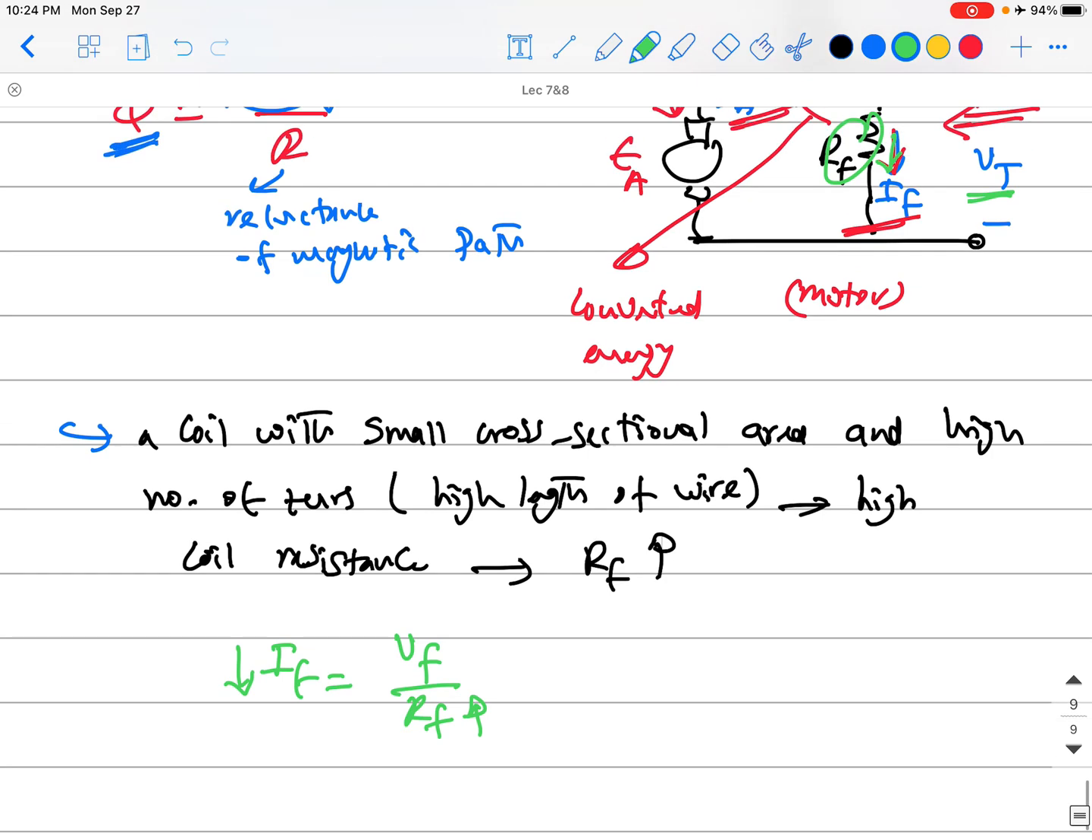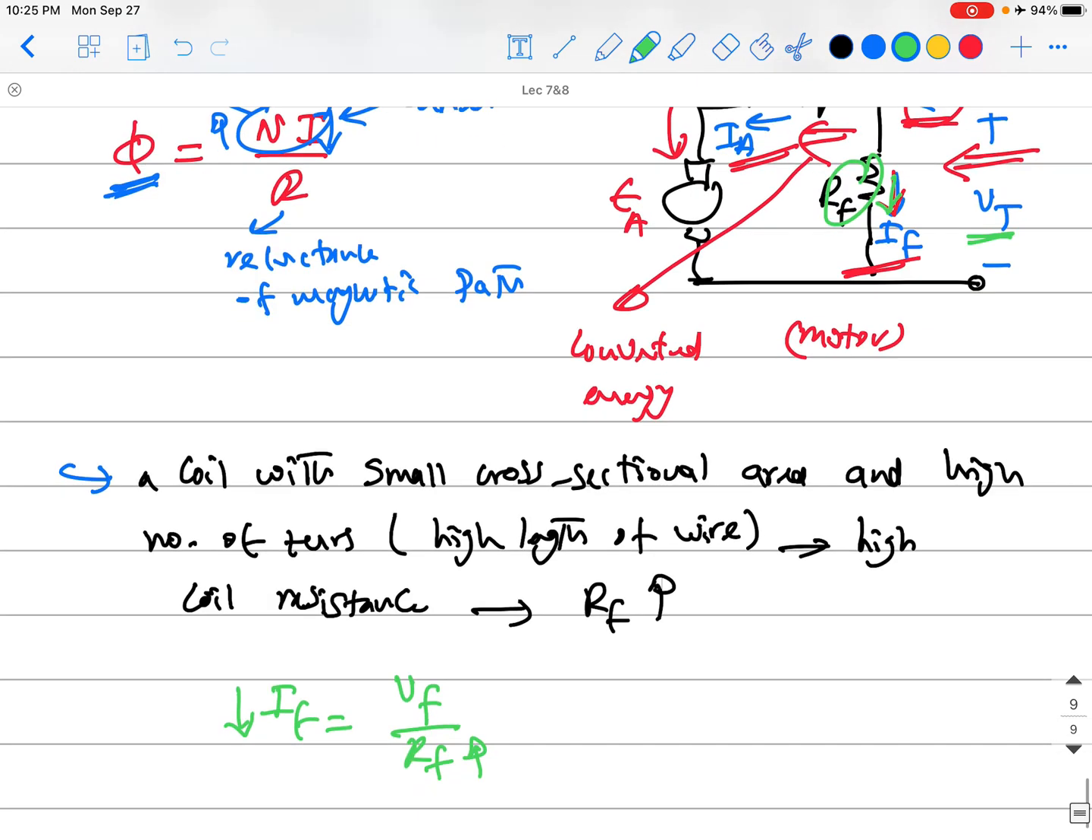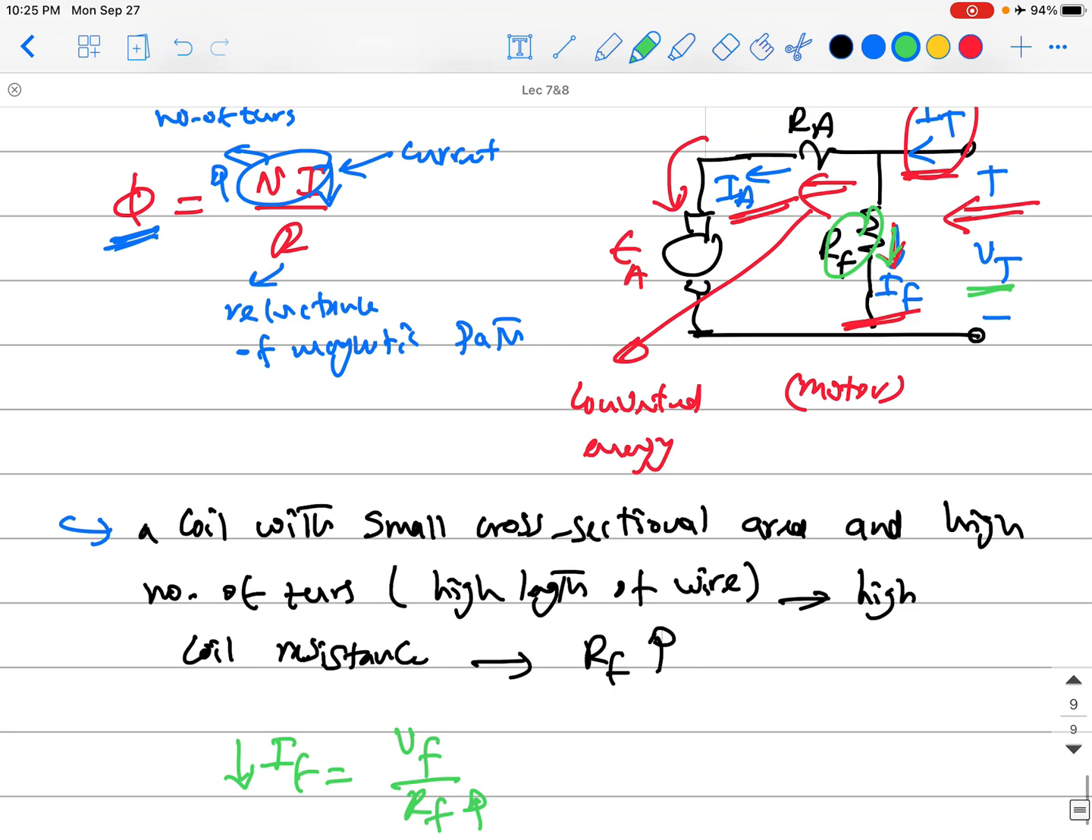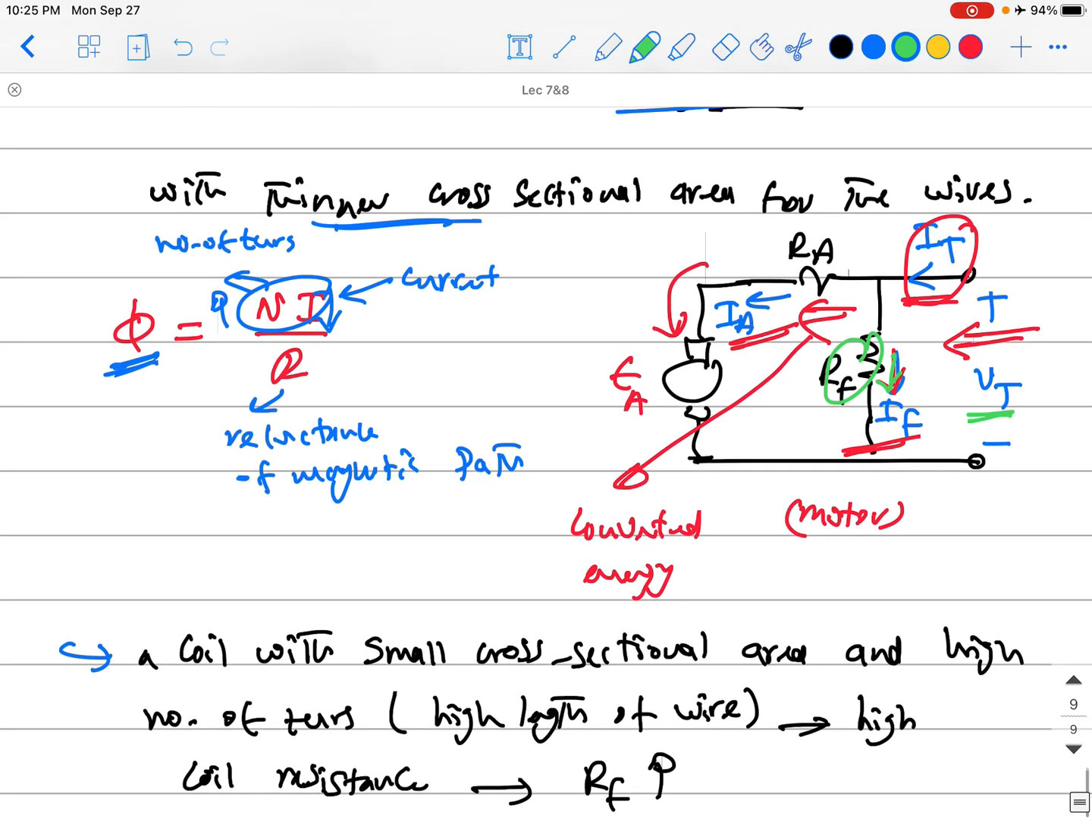Okay, guys? So by using a high number of turns with thinner wires, we are basically creating the same amount of field we need, but with a smaller amount of current. And why do we need this? Because we need to minimize I field as much as we can to let IA get the highest portion of the total current, because they are parallel connected like this.